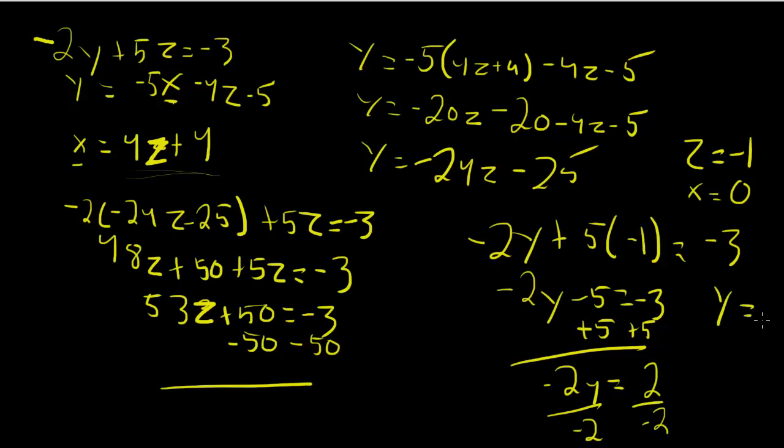y equals negative 1. And now we write this as an ordered triple with x, comma, y, comma, z, and we get 0, comma, negative 1, comma, negative 1. And that is our answer.